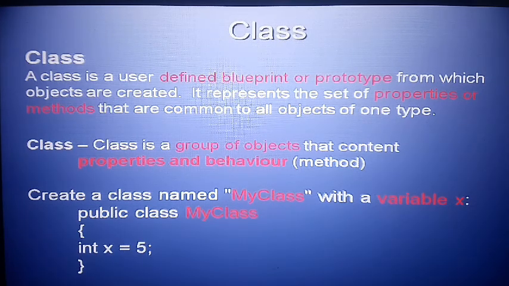Here I am telling you how to create a class. The class name is MyClass and the variable name is x. So: public class, where c is always small, class name MyClass, and opening brackets. int data type, x is equal to 5, and braces close. So this is how a class is created.